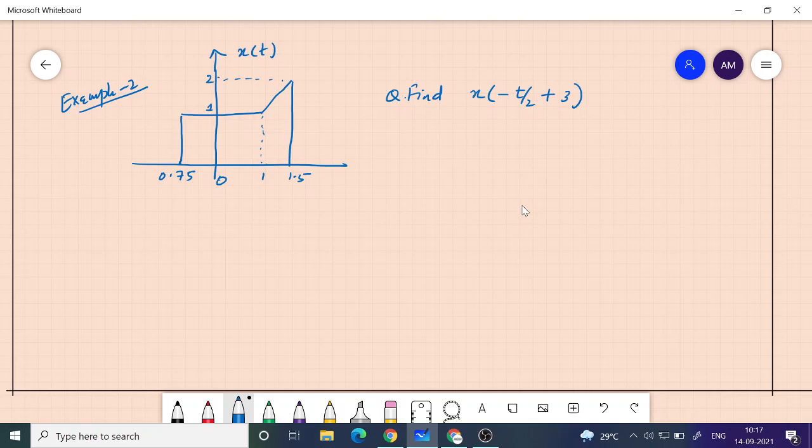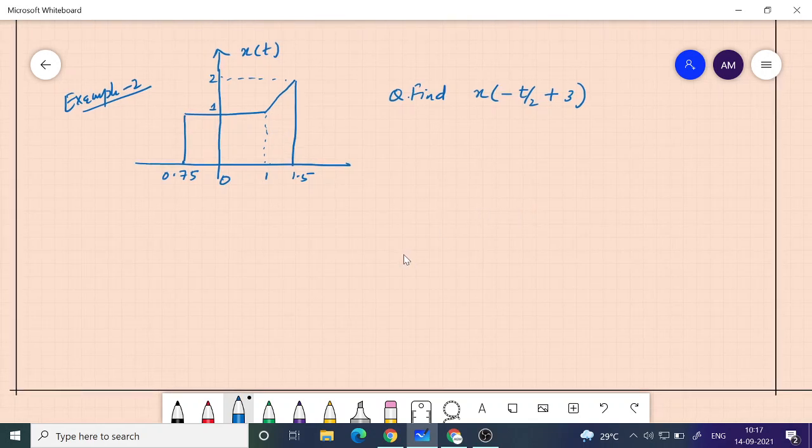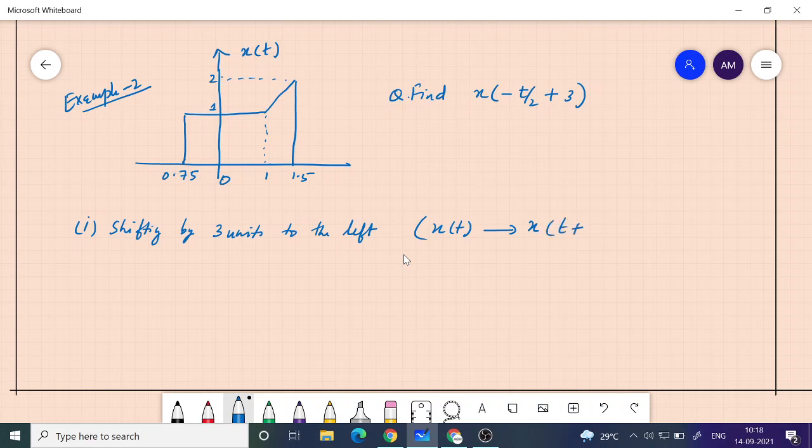Nobody is responding. Okay, so let me just take one sequence. Okay, so the sequence which I am going to take is number 1. I am going to do a shift operation first. Shifting by 3 units to the left. What does that mean? X of t will go to x of t plus 3.